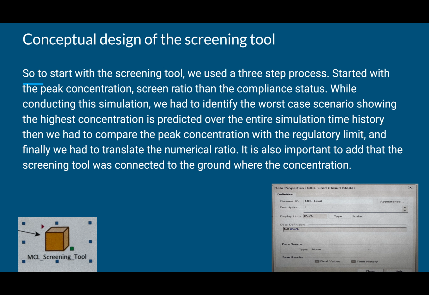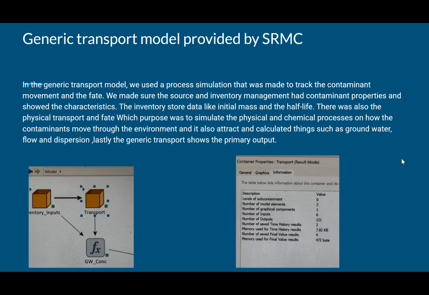Next slide is the generic transport model provided by the SRMC. So, in the generic transport model, we used a process simulation that was made to track the contaminant movement and fate. We made sure the source and inventory management had contaminant properties and showed the characteristics. The inventory stored data like initial mass and half-life.